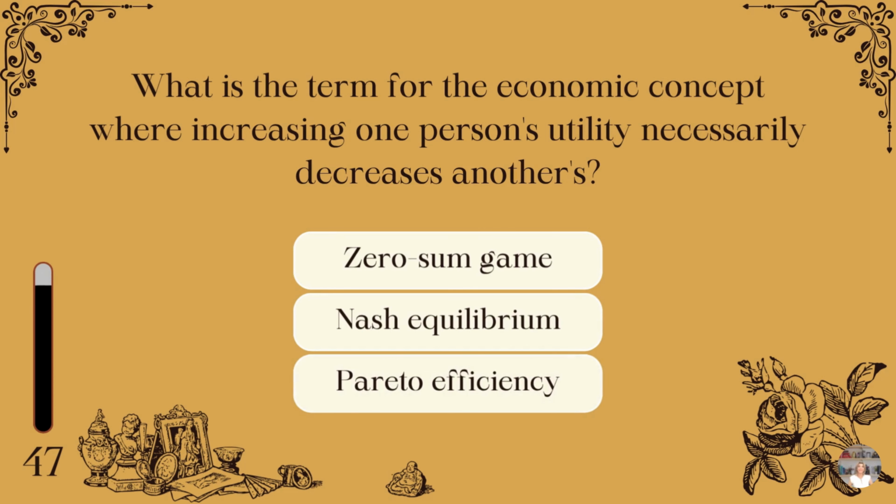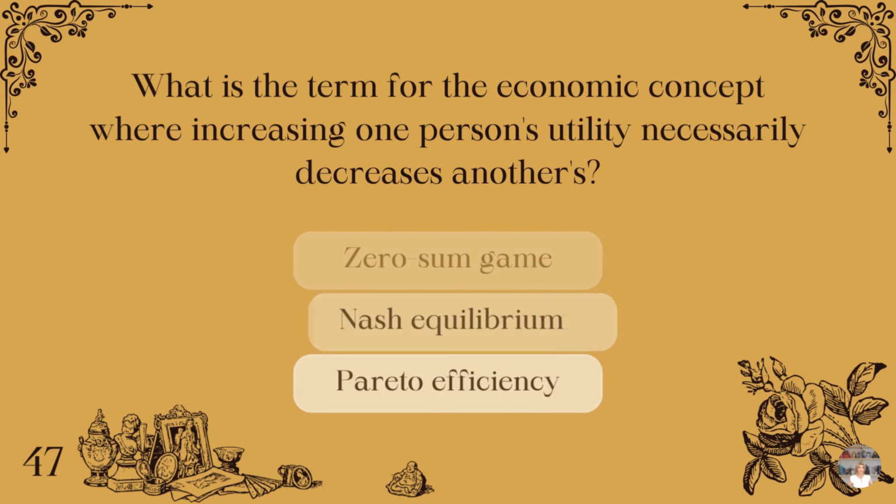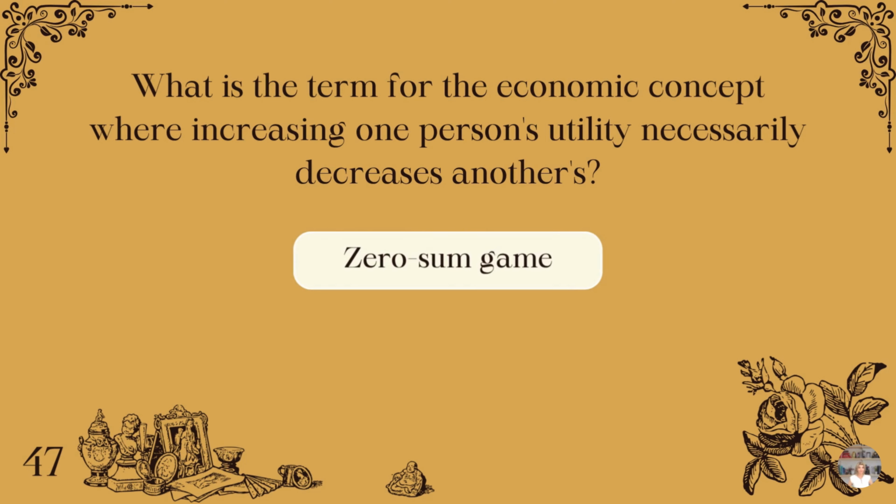What is the term for the economic concept where increasing one person's utility necessarily decreases another's? Zero-sum game, Nash equilibrium, or Pareto efficiency? Zero-sum game.